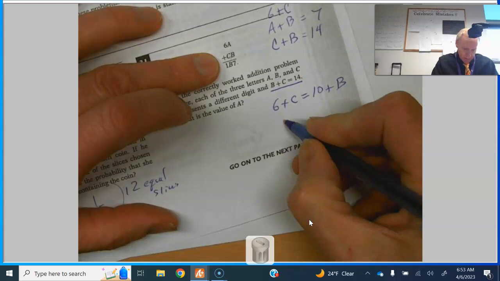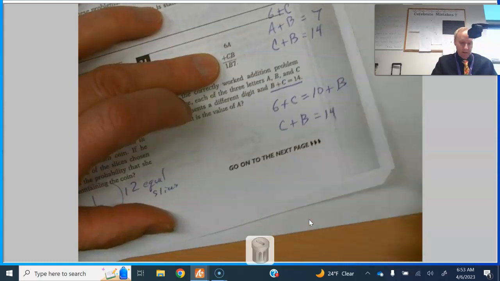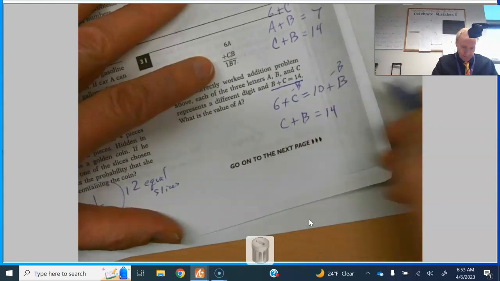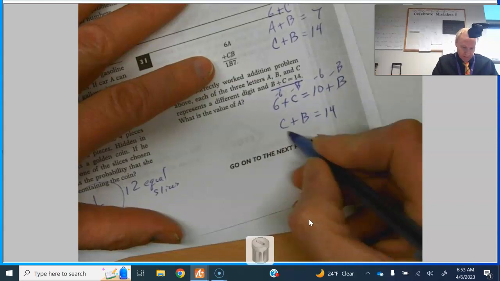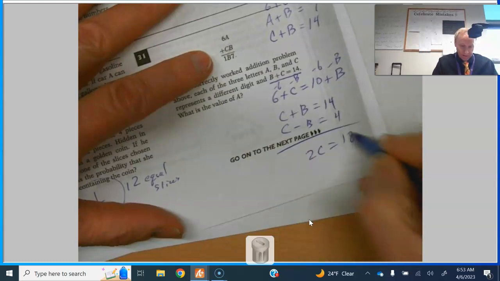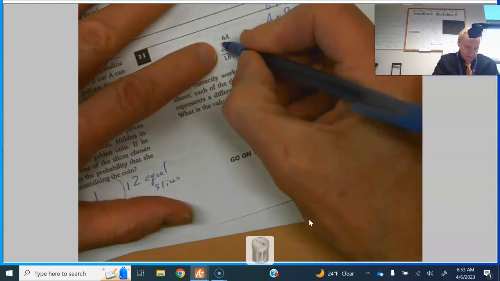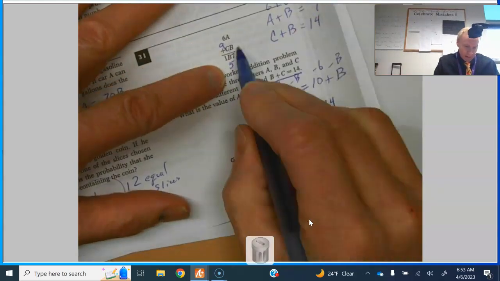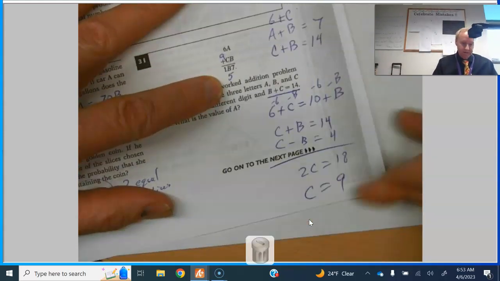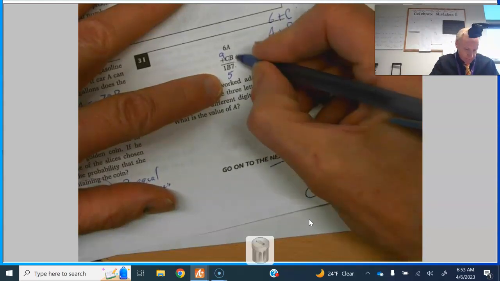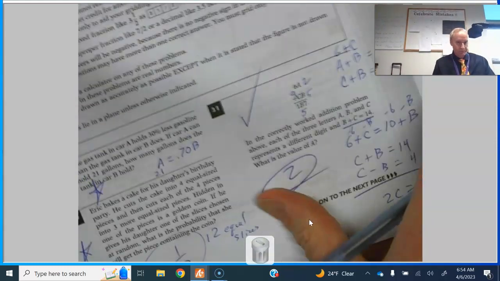C plus B equals 14. So what I'm going to do is subtract B from both sides, and I'm going to subtract 6. C minus B equals 4. When I add those together, I get 2C is equal to 18. C equals 9. If I know what C is, that means that B has to be 5. And hopefully this makes sense to you guys. What I did, there's a lot to it. A plus B is 7, so A is 2. I'm absolutely sure, but I'm going to come back to it if I have time.